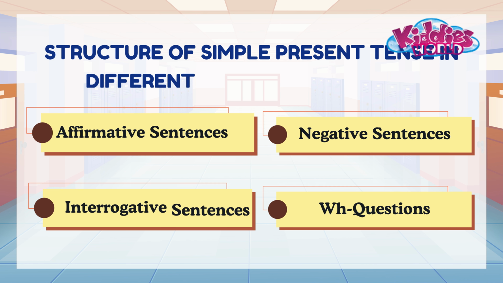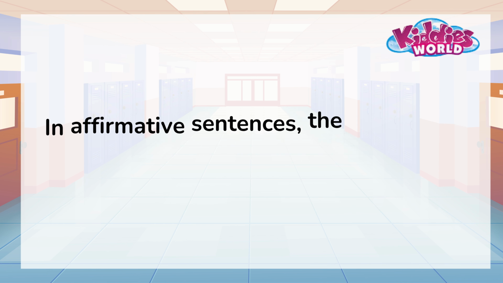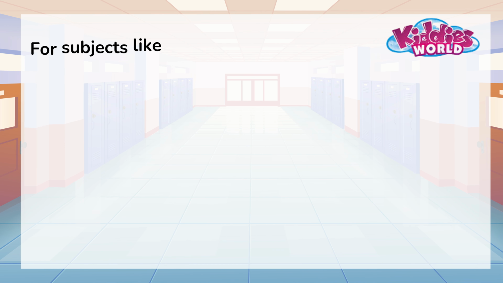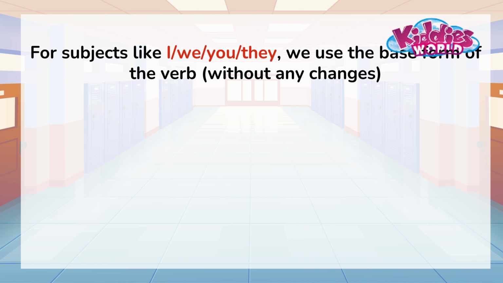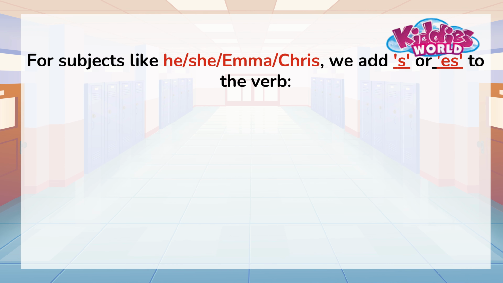Let's look at the structure of simple present tense in different types of sentences. Affirmative sentences. In affirmative sentences, the structure is simple and follows a pattern based on the subject. For subjects like I, we, you, they, we use the base form of the verb without any changes. Check the examples given. For subjects like he, she, Emma, Chris, we add s or es to the verb.